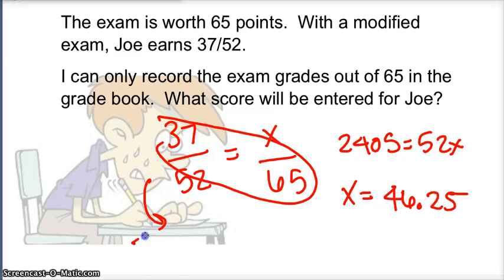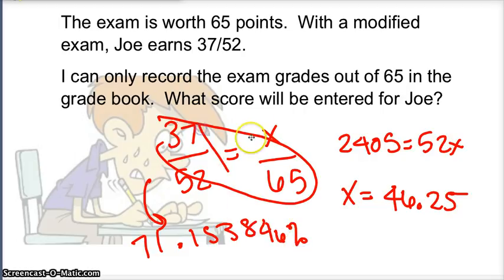is a 71.153846%. And if I were to take this 46.25 and check this fraction, 46.25 divided by 65, I'm looking at the exact same decimal, 71.15 whatever percent. So our proportion is when two fractions are exactly equal.